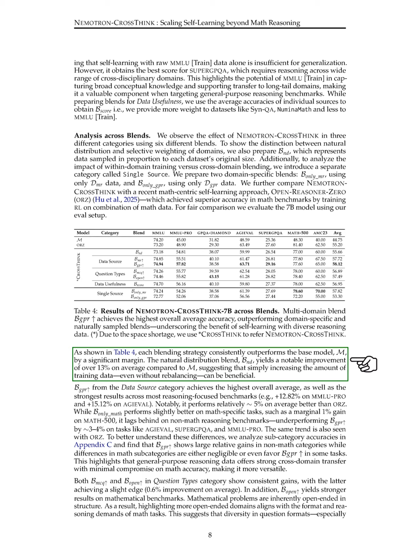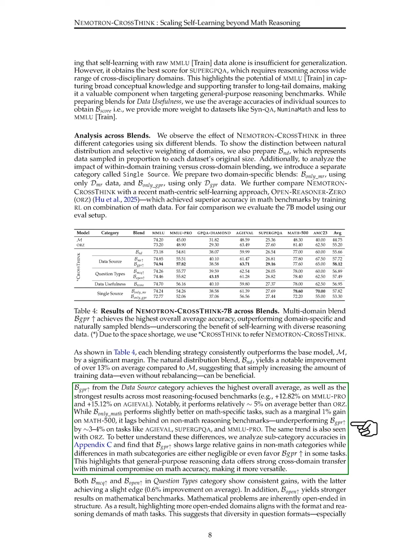We compare Nemotron-CrossThink with a recent math-focused self-learning method, Open-Reasoner-Zero, ORZ, which has shown superior accuracy in math benchmarks. Our evaluations reveal that each blending strategy consistently outperforms the base model by a significant margin. The natural distribution blend, B_ND, shows an average improvement of over 13% compared to the baseline, indicating that simply increasing training data can be advantageous. The blend from the data source category, B_GPR+Pero, achieves the highest overall average and performs best in most reasoning-focused benchmarks, outperforming ORZ by about 5% on average.